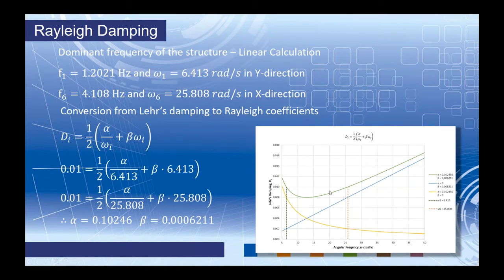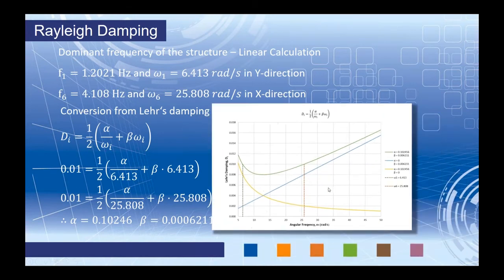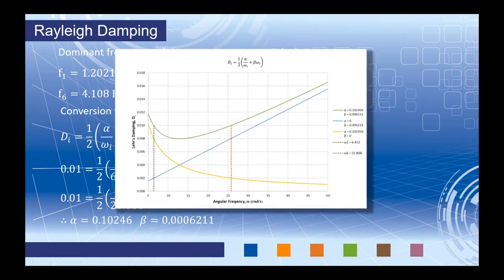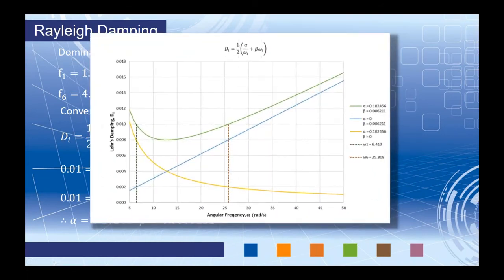Now, I do want to point out this graph here in a little bit more detail because I find it somewhat interesting. So this graph is actually what you'll find in a lot of literature that goes into detail about dynamic analysis and damping considerations. And this is actually our Rayleigh damping plotted on a graph here for our structure today. So Lehr's damping is on the vertical axis. On the horizontal axis, we have the angular frequency.